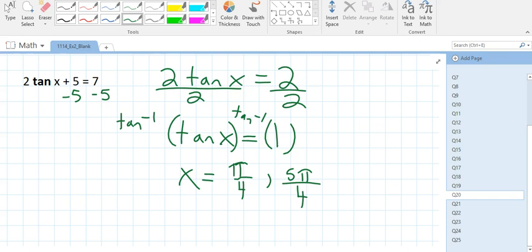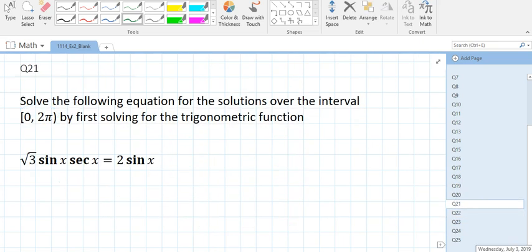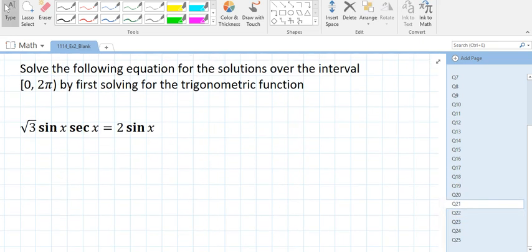And as always with this section, if you question your answers, you can always plug them back in and check them. You can always plug and chug to make sure that, yes, that's really what we got. Okay? All right. So, same thing. Again, our interval, 0 to 2 pi.